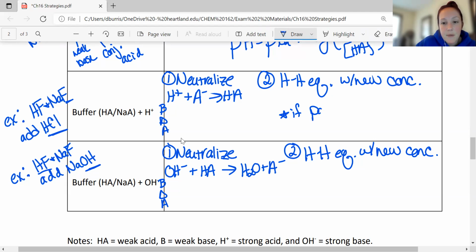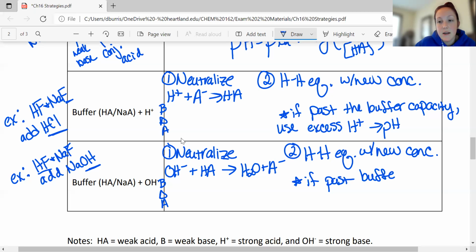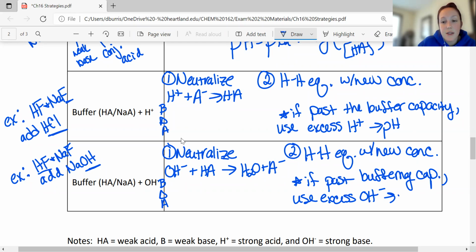If you're past the equivalence point, or past the buffer capacity, meaning you used up all of that part of the buffer, use the excess H+ and you can find your pH that way. Same thing down here. If you added enough base to neutralize all the acid in there, then you're past the buffering capacity, and you can use your excess OH- to find the pOH.